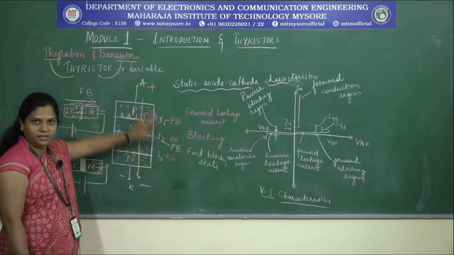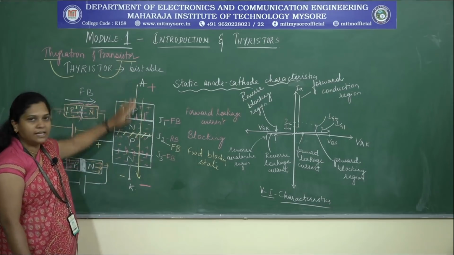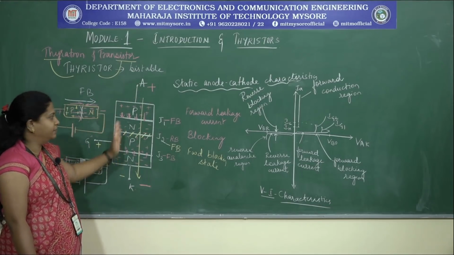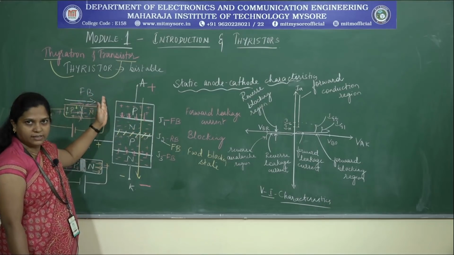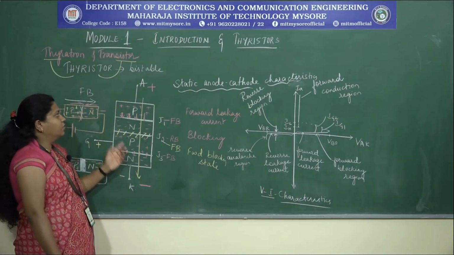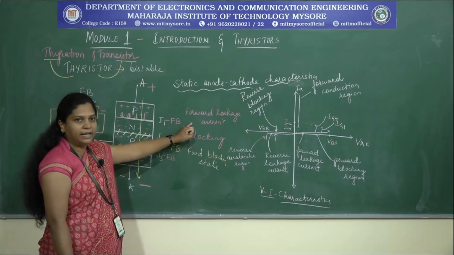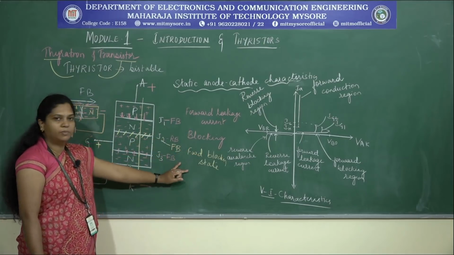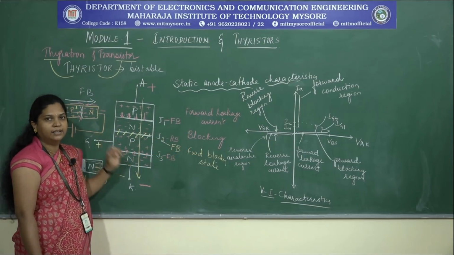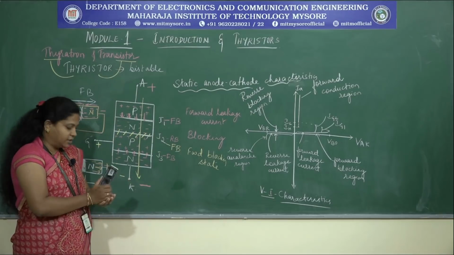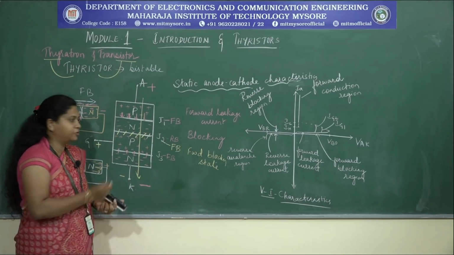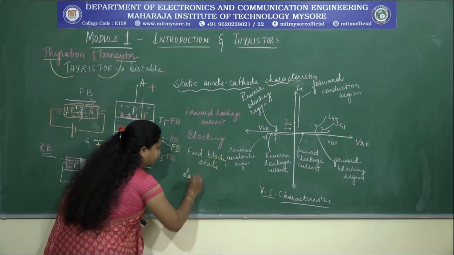Only when this occurs, the entire device allows the flow of current. This is the on state of a thyristor. Okay. So, what are the terms we came across? Forward leakage current, blocking state, forward blocking state, and the sudden inrush of current, that is also known as the latching current.